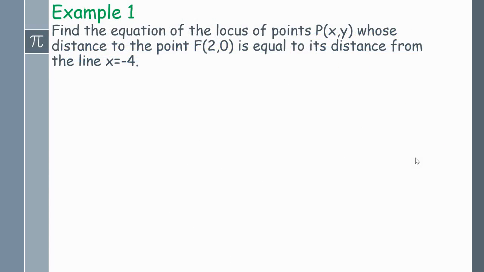Next example. Find the equation of the locus of points P(x, y) whose distance to the point, our focus, (2, 0), is equal to its distance, and we can assume it's going to be the perpendicular distance, from the line, our directrix, x equals minus 4.